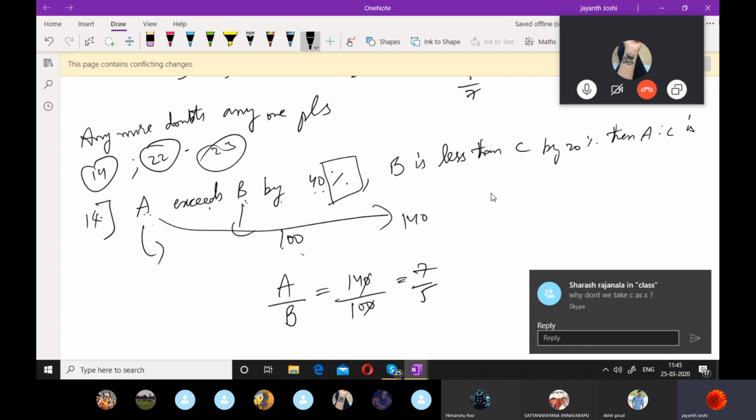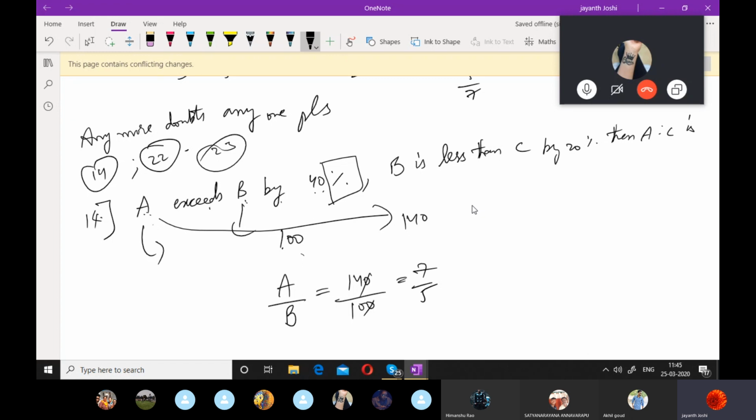Taking X makes the question somewhat tougher. It is better to take it in this way. So A by B we got as 7 by 5. B is less than C by 20%. So if I take B, B is my 100, which happens to be 20% less than C. If I take that as 120, 25 4s are 100, 25 6s are 120.